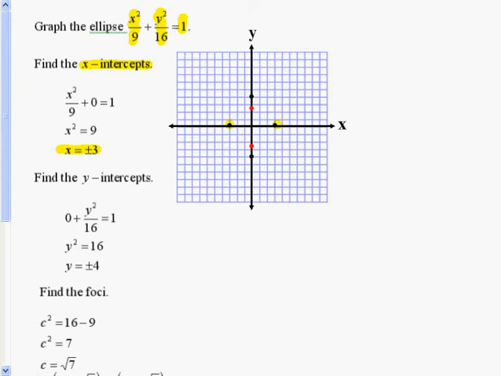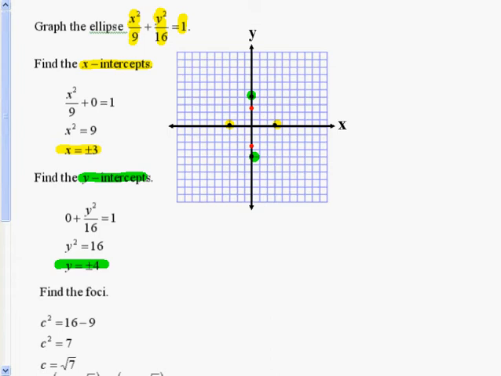The next step is to find the y-intercepts. The y-intercepts are found by plugging x equals 0 into the original equation and solving for y. This will give us 0 plus y squared over 16 is equal to 1. Solving that equation gives y equals plus or minus 4, which I've graphed in the coordinate plane.